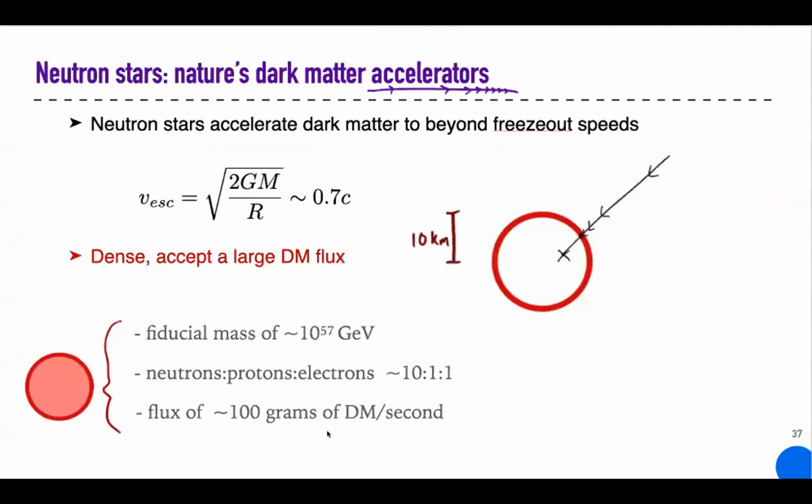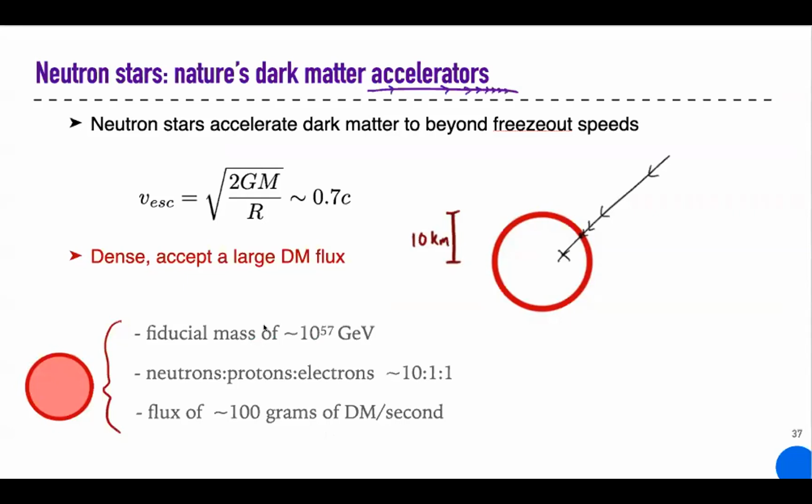Okay, great. The last thing I'm going to tell you about today, in the same vein of dark matter in stars, is dark matter in neutron stars. And what I'd like to talk to you about is neutron stars as nature's dark matter accelerators. So neutron stars accelerate dark matter to even beyond what you would think of as a freeze-out speed, which is maybe more around 0.1 or 0.3 times c, depending on your model.